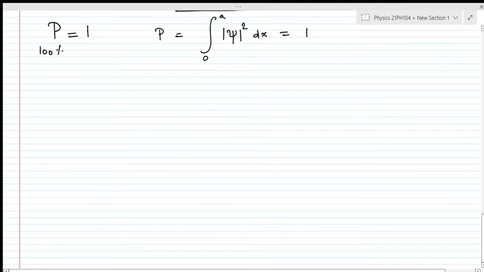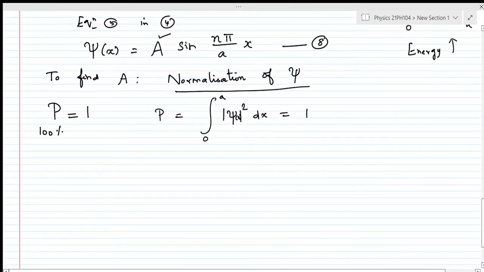So already we have psi of x. Look at the 8th equation. So psi of x is a sine n pi x by a. Then the integral from 0 to a of mod psi square is a square sine square n pi x by a dx, which is equal to 1.